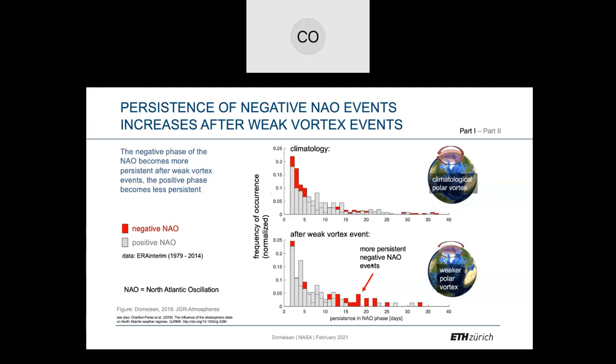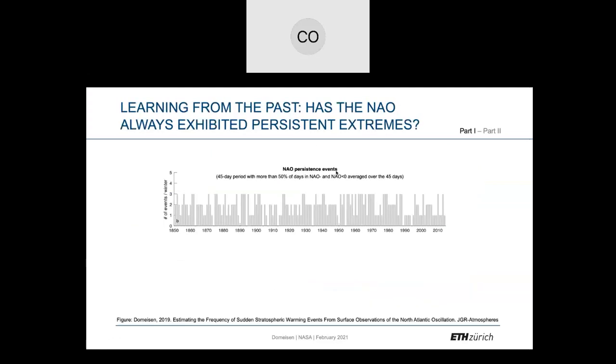The question is, how has it actually looked in history? This is just 1979 to 2014. If you look at how many of these persistent NAO events have happened throughout history, this is an NAO index that goes back all the way to 1850, and you can see that we've always had this variability in how many of these persistent events happen throughout history. And this is one bar for every winter.